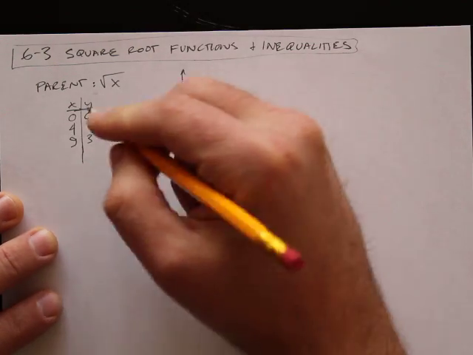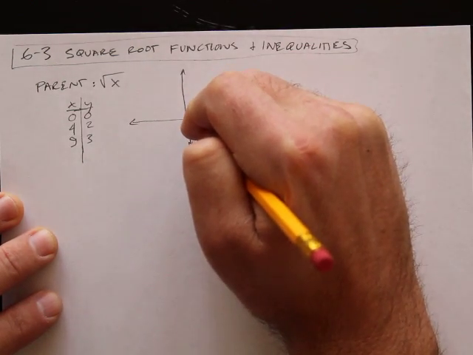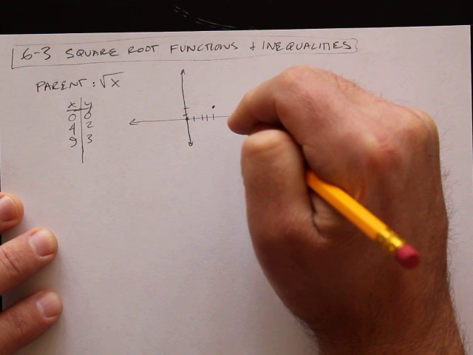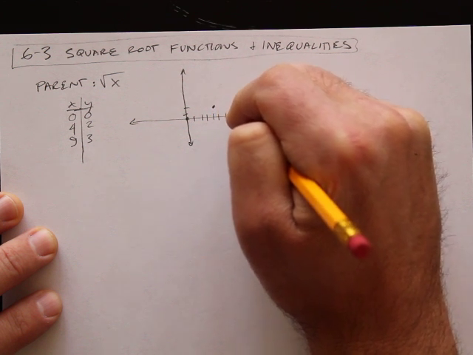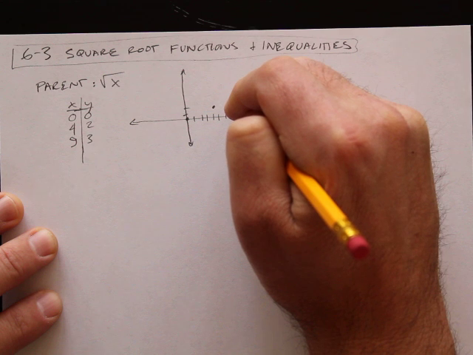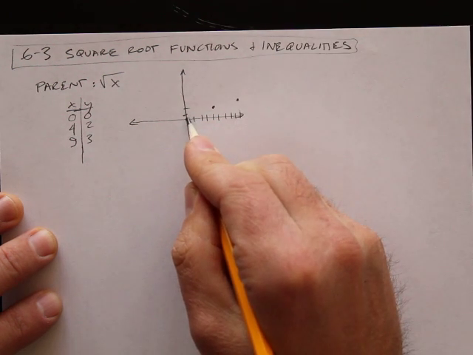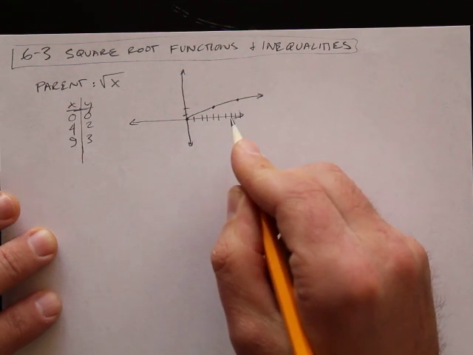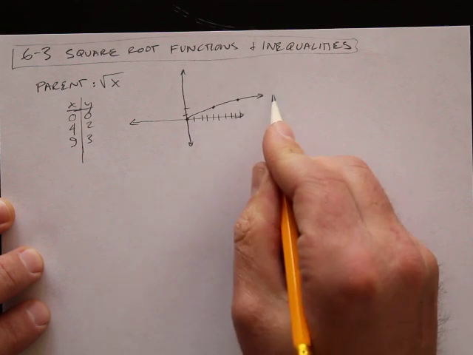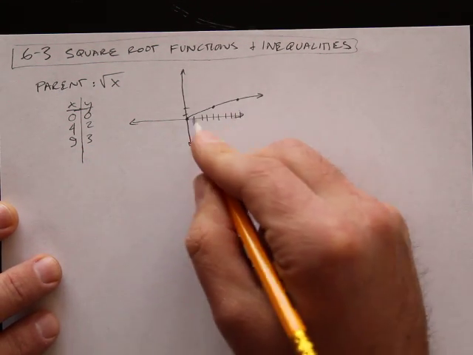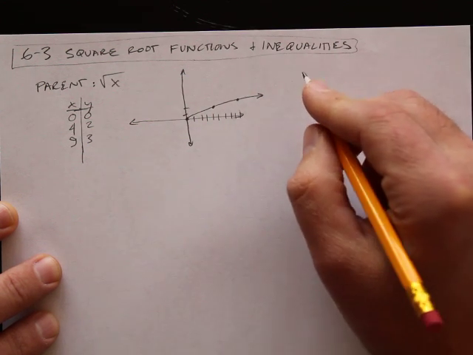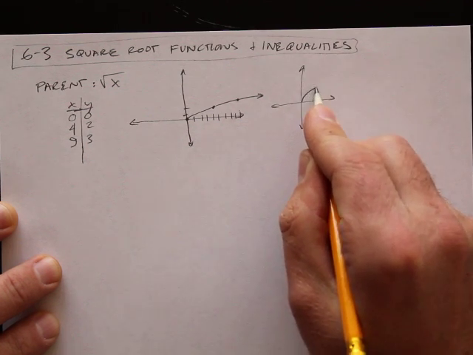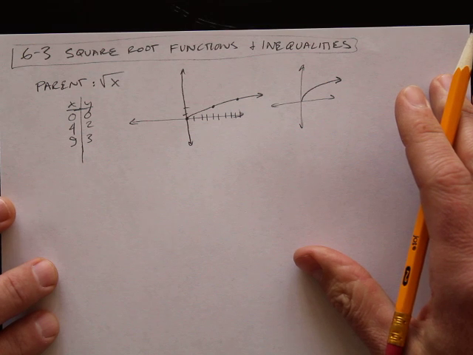Okay, so 0, 0. Then I have 1, 2, 3, 4, and 2. And then I've got 9, so 5, 6, 7, 8, 9, and 3. It's about right there. So your square root function looks something like this. Now, notice how it's not a straight line. If I were to draw this to scale, you might see it better if I were to draw it like this. It's curved like that. It's like half of a parabola.